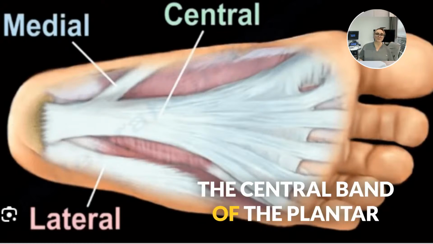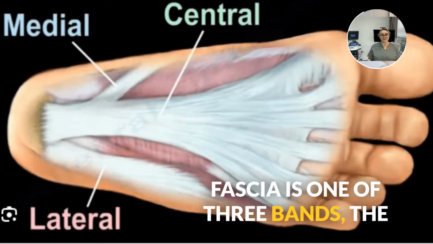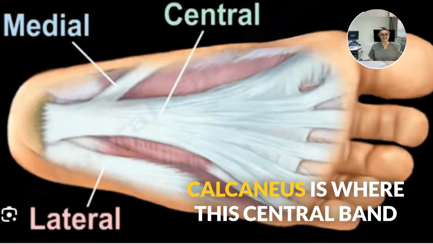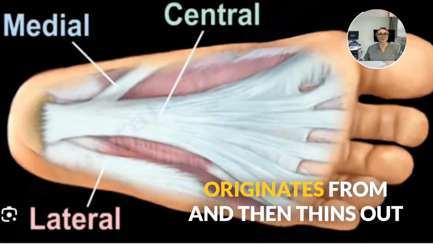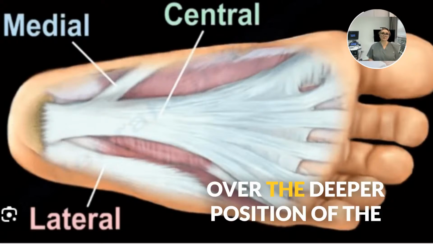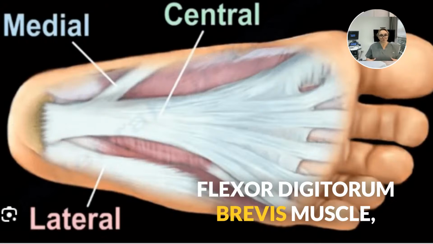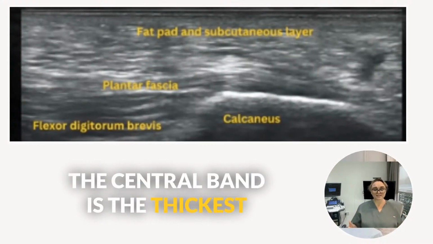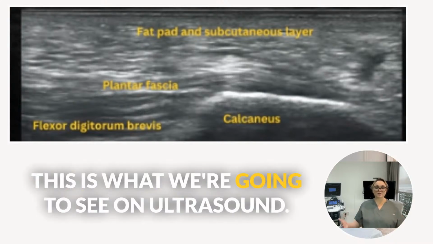The central band of the plantar fascia is one of three bands: the central, lateral, and medial. The medial tubercle of the calcaneus is where this central band originates from and then thins out over the deeper position of the flexor digitorum brevis muscle, which we'll see in a second. The central band is the thickest and easiest to see. This is what we're going to see on ultrasound.